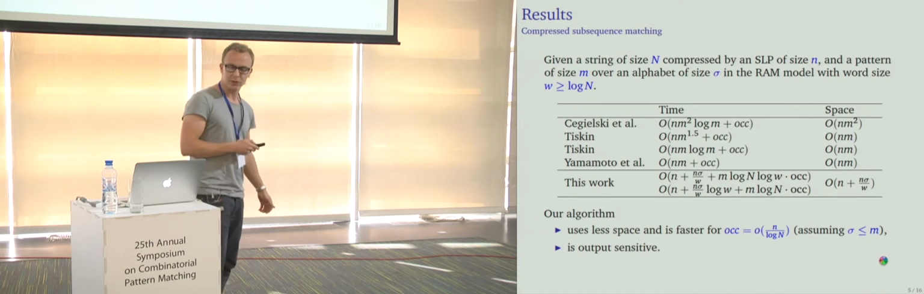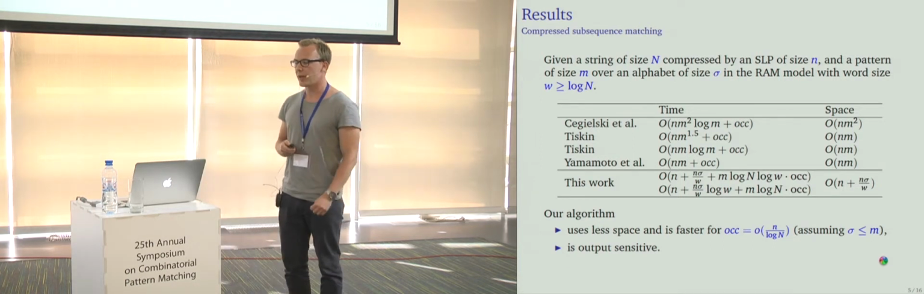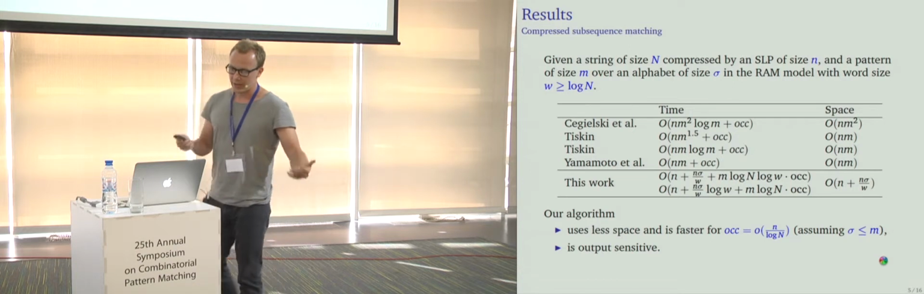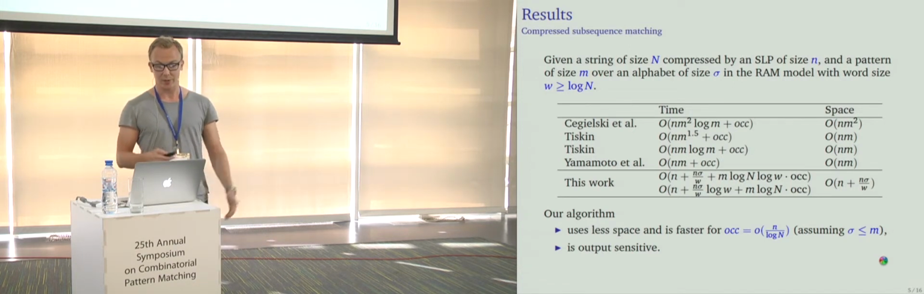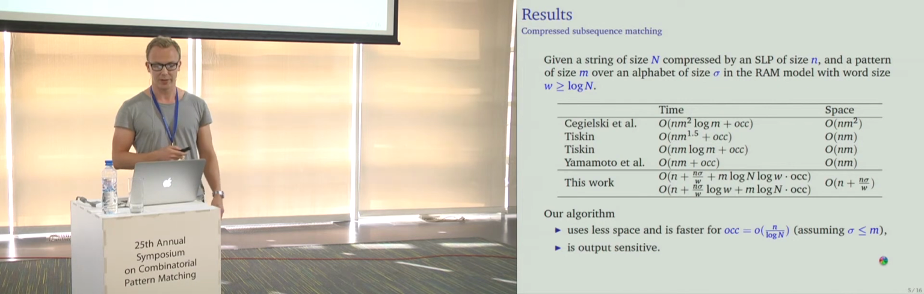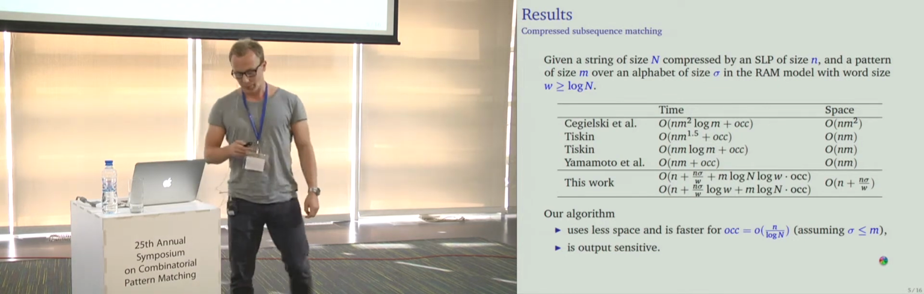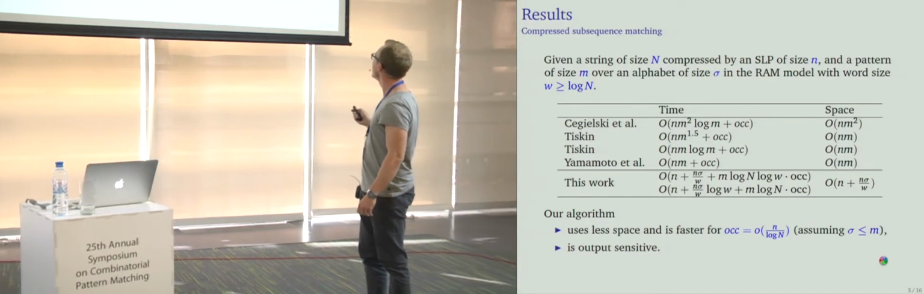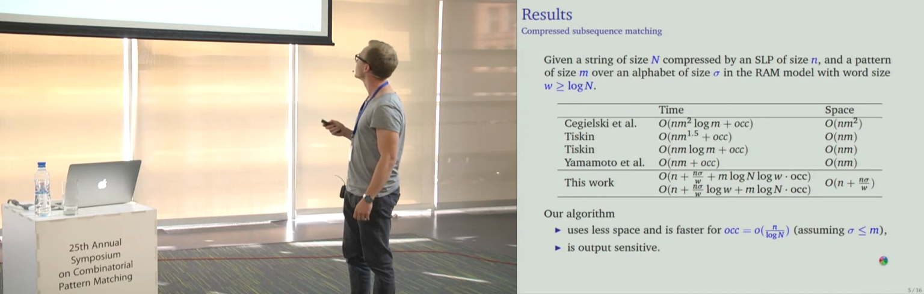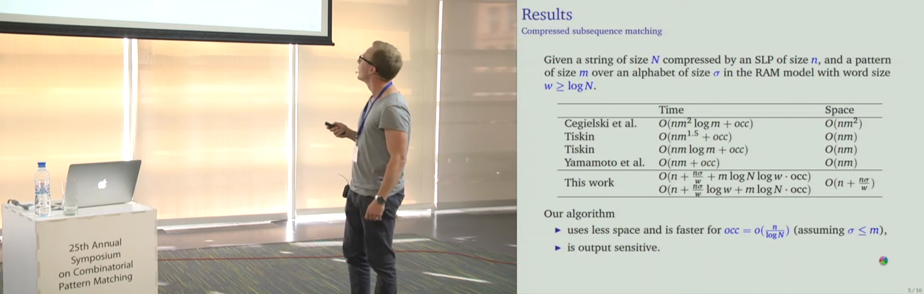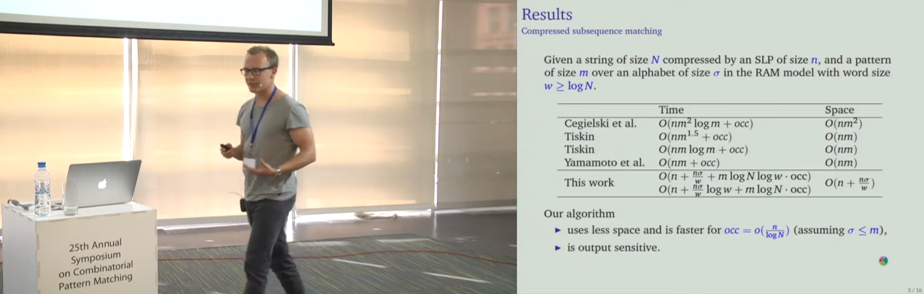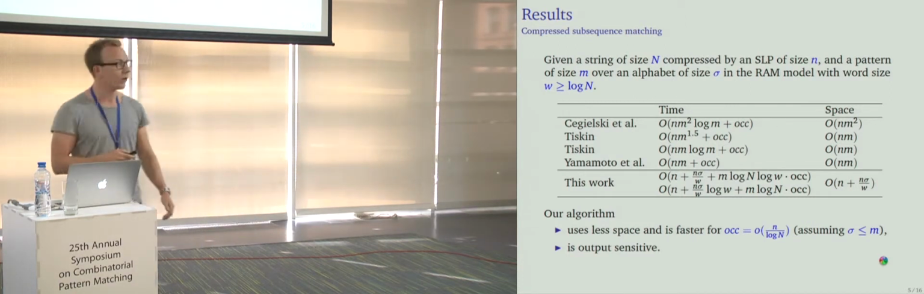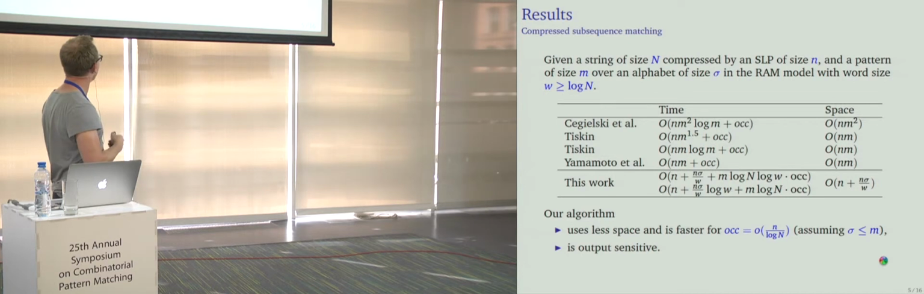So here are the results on this topic, and as you can see, clearly, if we measure by the number of parameters, our algorithm is better than previous ones. But more seriously, first of all, the space bound is better for our algorithm because we exploit the word size, and then also our algorithm is output sensitive in a way that makes it faster for few occurrences.